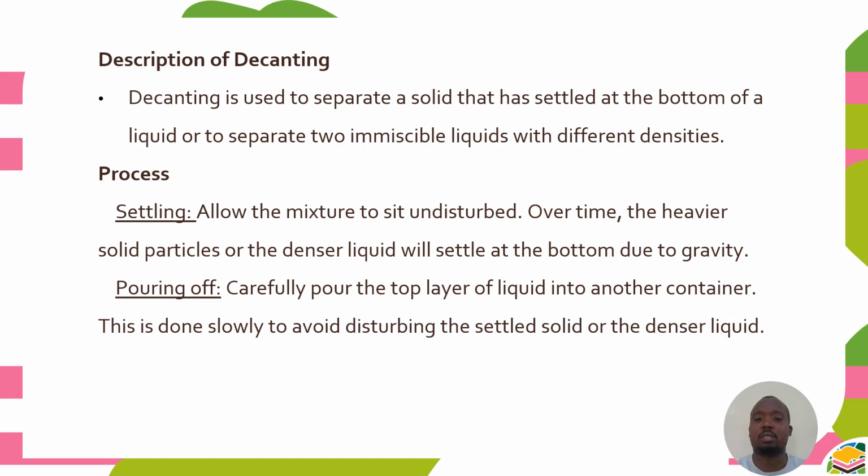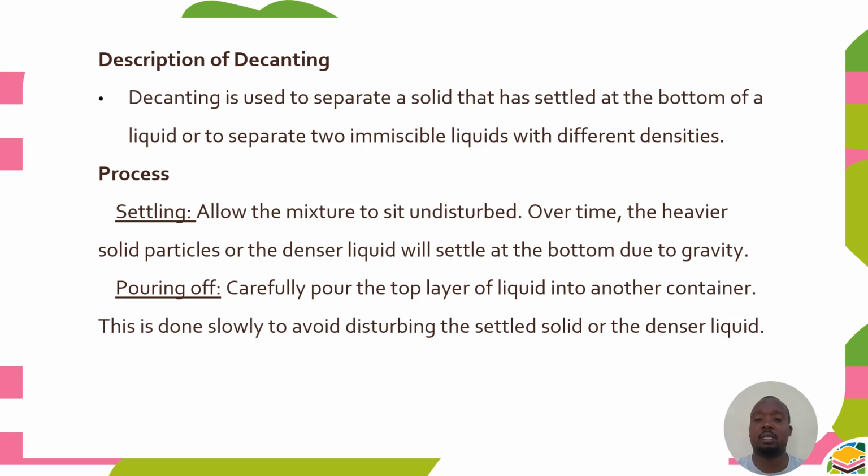Now, how does the process of decanting work? Let us look at the overall process. The first point is settling. In settling, you simply allow the mixture to sit undisturbed over time. Remember, you have a mixture, so you allow it to settle. Over time, you expect that the heavier solid particles or the denser liquid will settle at the bottom due to gravity. So the denser liquid is the one settling at the bottom.